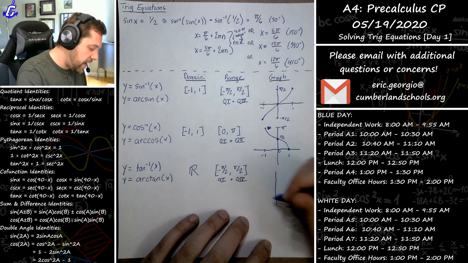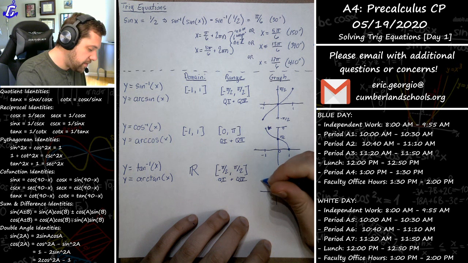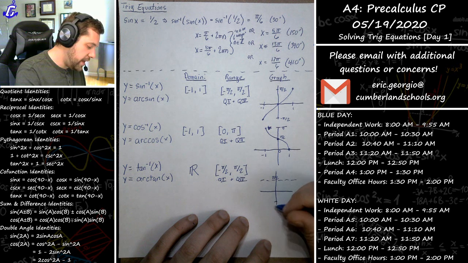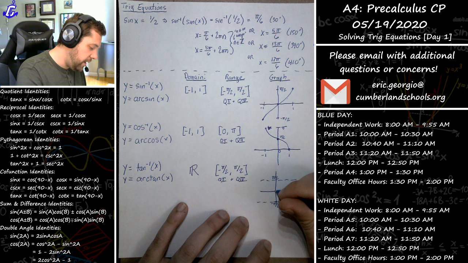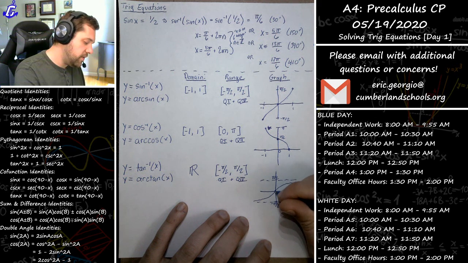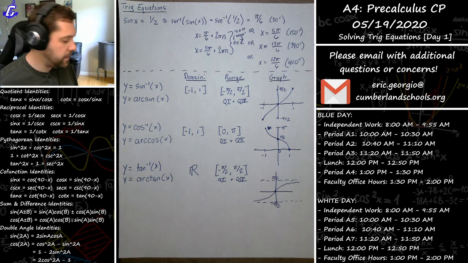When I make my graph, it would look like this. Here's +π/2 on the y-axis. Here's -π/2 on the y-axis. That's as high and as low as we can go. And it's going to look like this, approaching but not touching those things. And the tangent of 0 is 0. So that's why it looks that way.